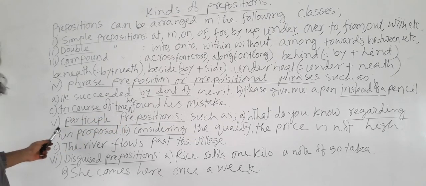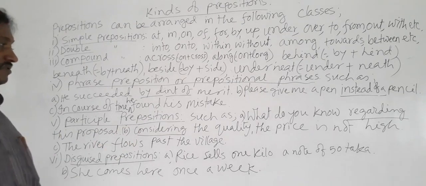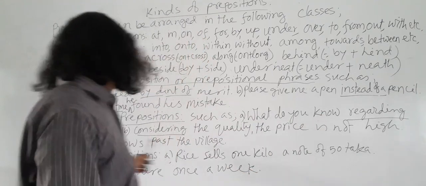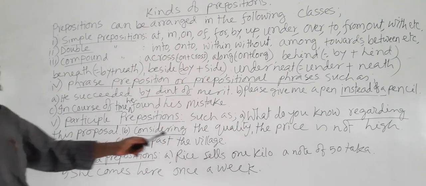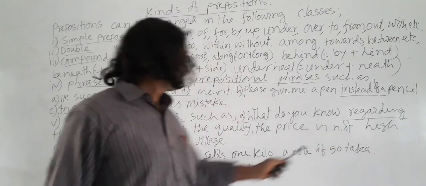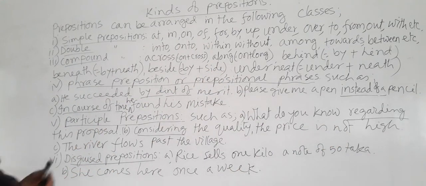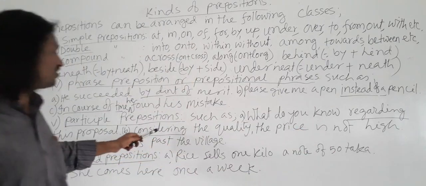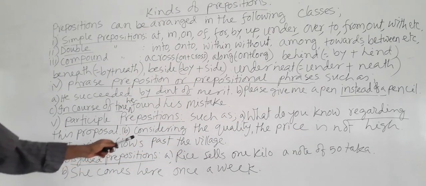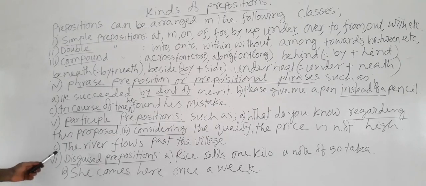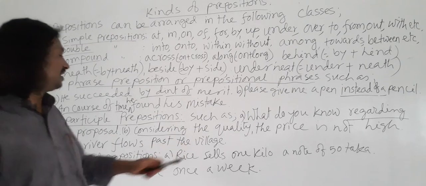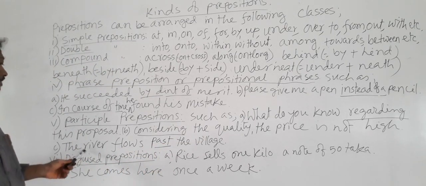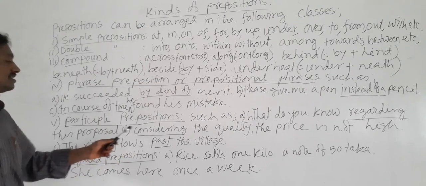Next, number 5, participle prepositions. Such as, what do you know regarding this proposal? So regarding here is a participle preposition. Considering the quality, the price is not high. Considering here is a participle preposition. The river flows past the village. Past here is a past participle, so it is also a participle phrase.